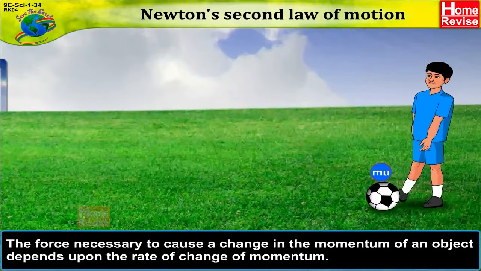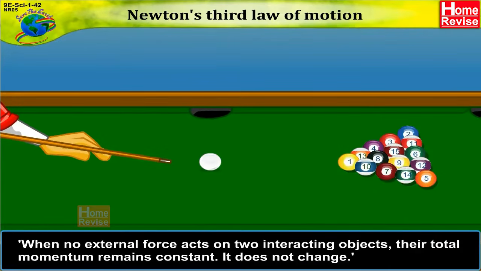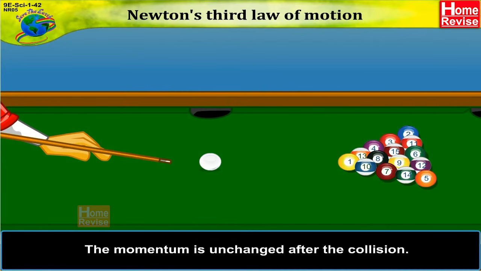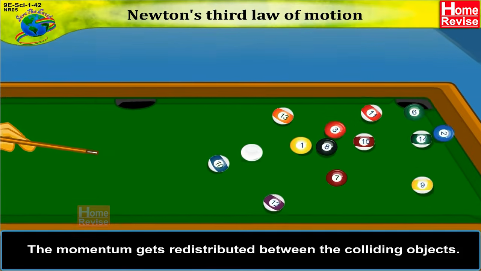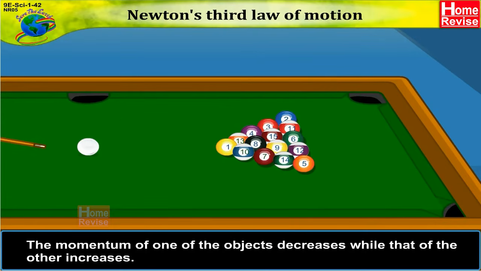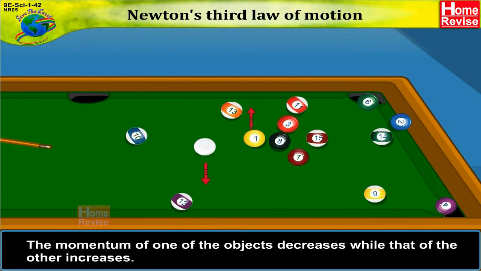The force necessary to cause a change in the momentum of an object depends upon the rate of change of momentum. When no external force acts on two interacting objects, the total momentum remains constant. It does not change. This is a corollary to Newton's third law of motion. The momentum is unchanged after the collision. The momentum gets redistributed between the colliding objects. The momentum of one of the objects decreases while that of the other increases.